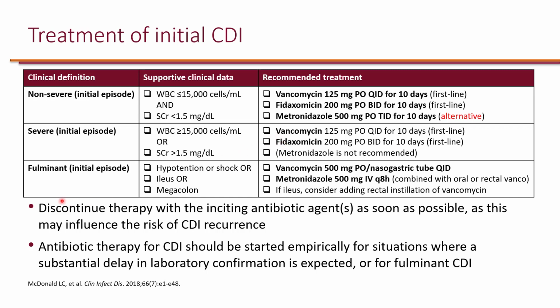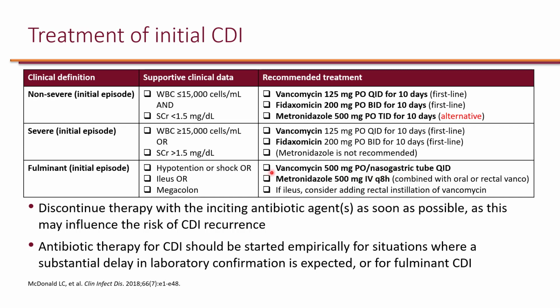Now, for fulminant cases of C. diff infection, these are patients who have hypotension or shock, or if they have ileus or megacolon. These are complications of C. diff infection. For these severe complicated C. diff infections, vancomycin at a higher dose of 500 milligram PO, or if the patient cannot take PO because they're in shock, or if for some reason they cannot take oral, it can also be given through nasogastric tube.